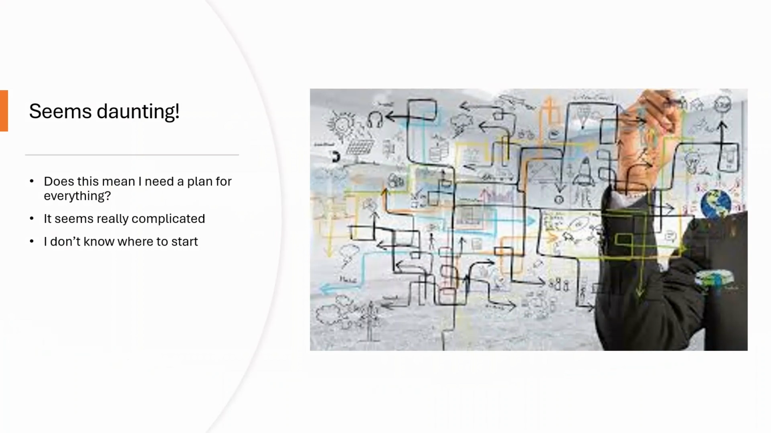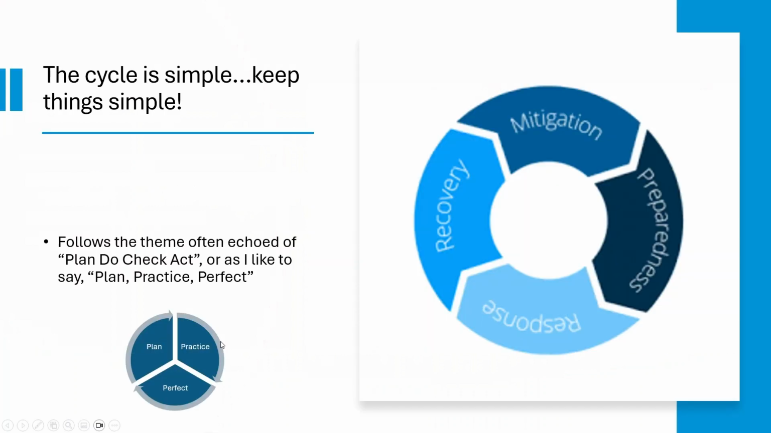That's not the case. What we're going to do is look at the big buckets of what is involved in comprehensive emergency management. We're all about keeping it simple. The cycle is simple. You may have heard of plan, do, check, act, or as I like to say, plan, practice, and perfect. Comprehensive emergency management is mitigation, preparedness, response, and recovery. Sometimes you'll see a fifth one thrown in there, prevention, but I'll explain why I think these four are the core four buckets that we need to look at.